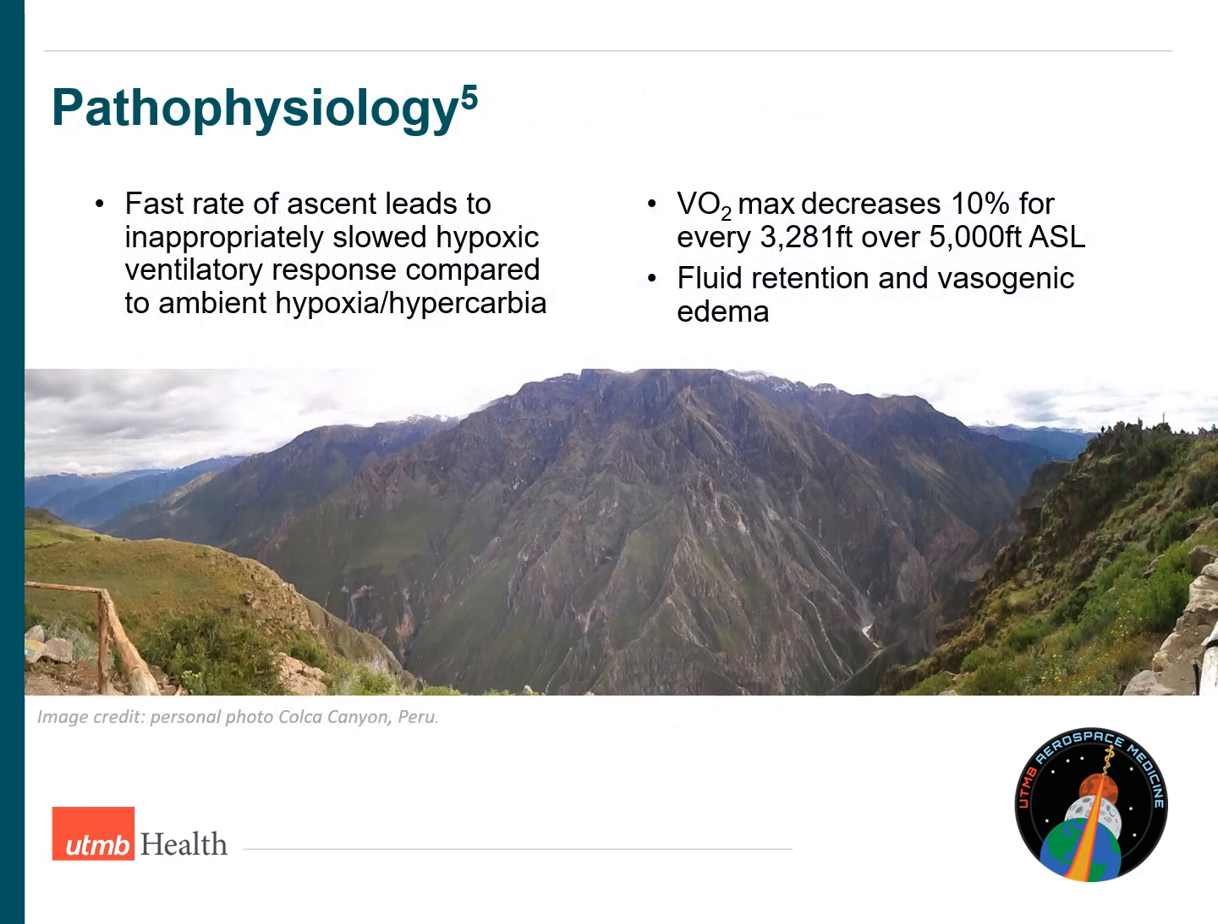We are covering a lot of concepts in this lecture, so it's beyond our scope to have an in-depth discussion of pathophysiology of chronic medical conditions as they relate to mountain illness. Briefly, however, it's worth mentioning that fast rate of ascent leads to inappropriately slowed hypoxic ventilatory responses. VO2 max, which is the maximum rate of oxygen consumption during exercise, also decreases by 10% for every 3,281 feet above 5,000 feet.